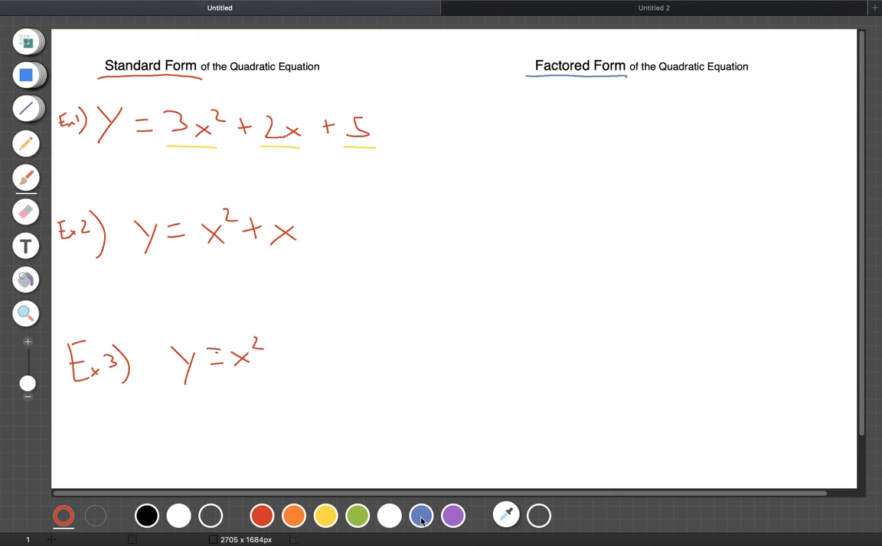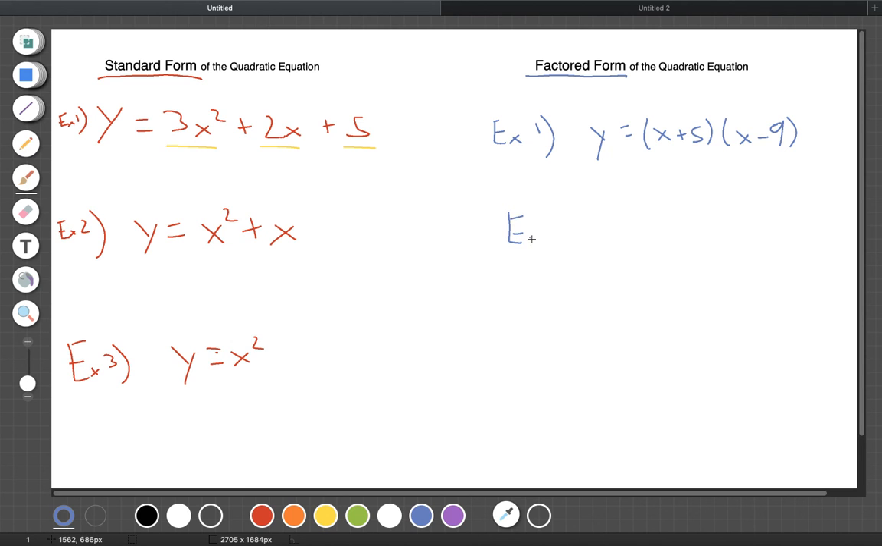Now, let's look at factored form. There's only two examples we need to look at for factored form. So example 1, this is generally what it looks like. Y equals, one thing you're going to notice is there are parentheses. And usually two sets of parentheses. It'd be something like x plus 5 times, I don't know, x minus 9. That is what we call factored form. We're going to learn all about this form and why it's called that. But you just need to kind of know, oh, you see the parentheses, that's factored form.